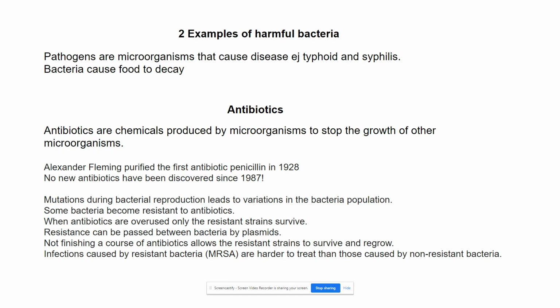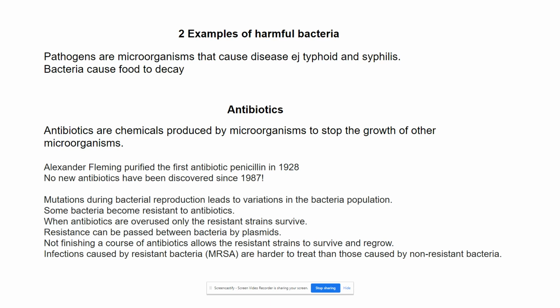And remember, every generation can happen every 20 minutes. So in 24 hours, you can have 60 to 70 generations. So in every generation, some bacteria become or can become resistant to antibiotics. And if the antibiotics are overused, it's these resistant strains that will survive, and they will become the dominant strain. These resistant strains can also pass on the genes for resistance to other bacteria by plasmids. So in a way, they can almost teach other bacteria that haven't mutated how to become resistant.